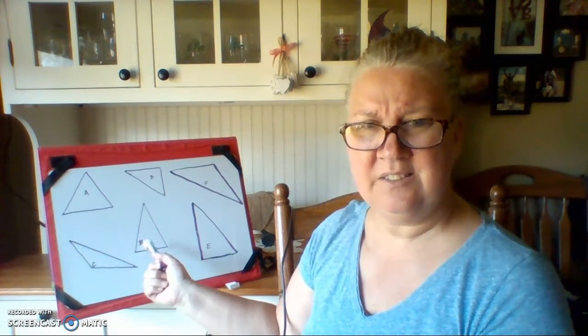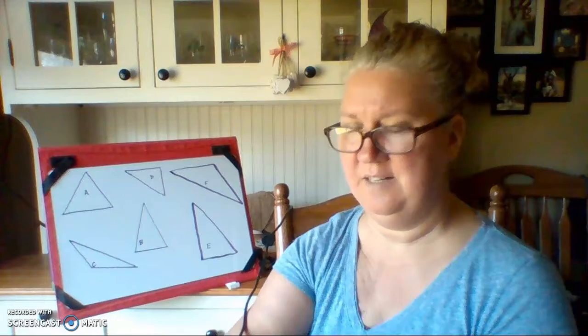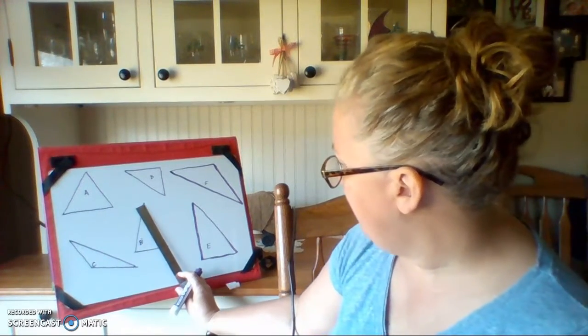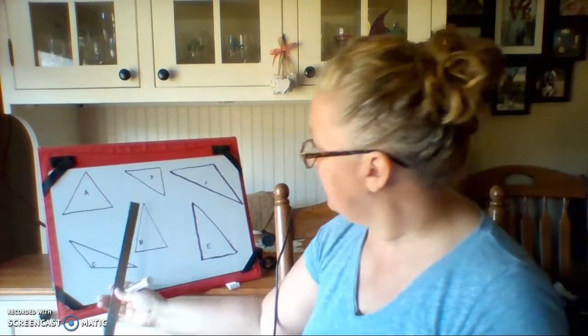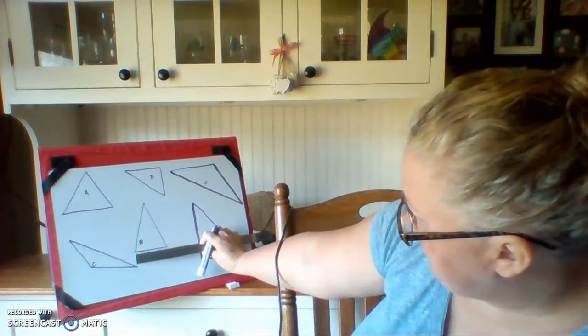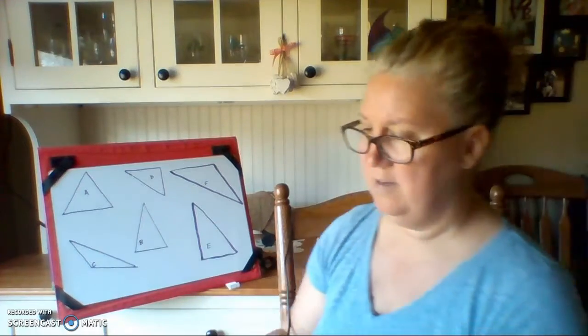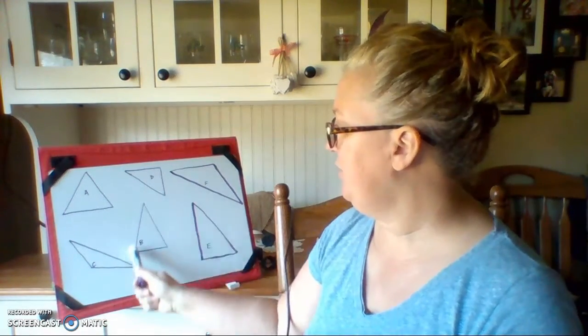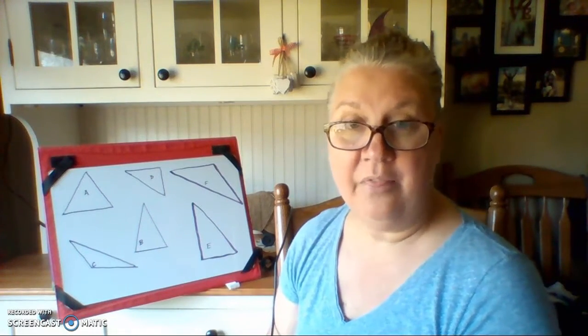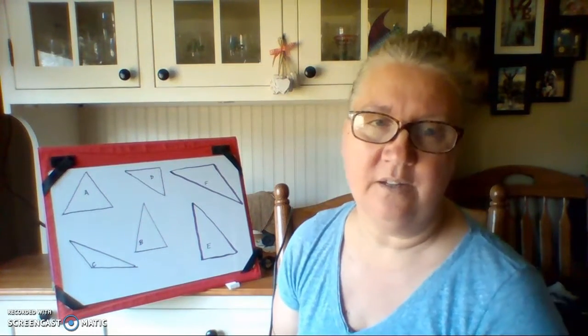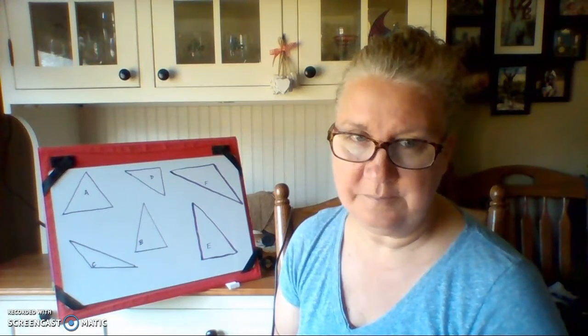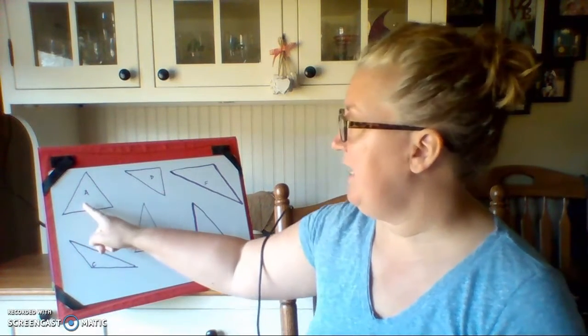B kind of looks similar, but something's a little off, isn't it? Let's take a look at B. If I measure B, this side's 4.5 inches. This side is also 4.5 inches. But the bottom is only 3 inches. So in triangle B, I have 2 sides that are the same length and 1 side that is different. That is called an isosceles triangle. Isosceles triangle. So I have an equilateral triangle, an isosceles triangle.